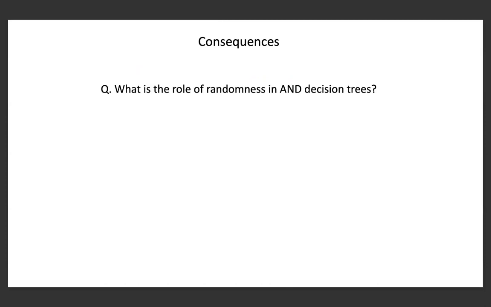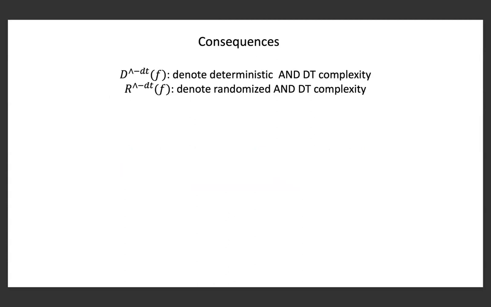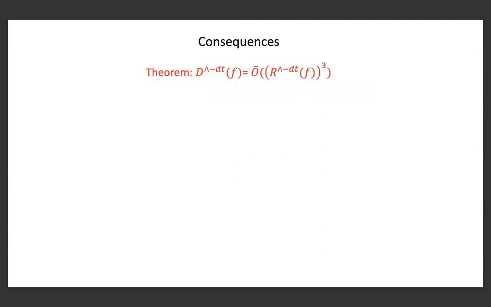We also study AND decision trees, where we only allow AND queries. There are no OR queries in them. And for such decision trees, again, one can ask, what is the role of randomness in such decision trees? And indeed, in a very recent survey by Knop, Lovett, McGuire, and Yuan, it was conjectured that the randomized and deterministic depth complexity in AND decision trees are polynomially related. And we show that this is indeed the case, that the deterministic depth and the randomized depth in AND decision trees are cubically related.